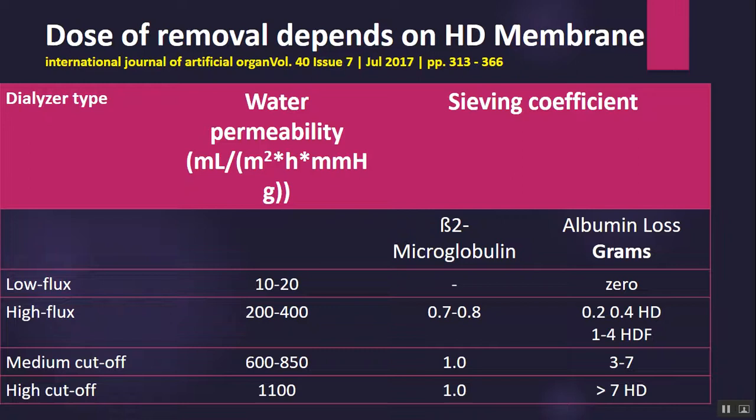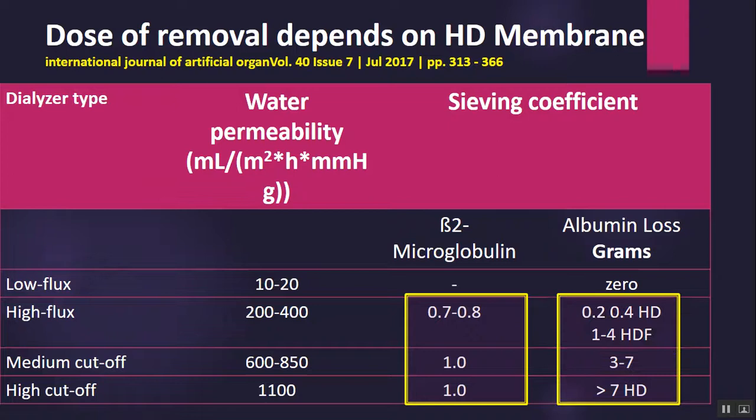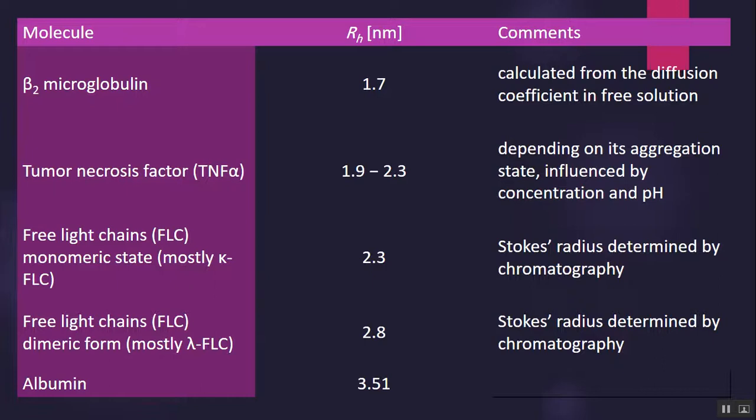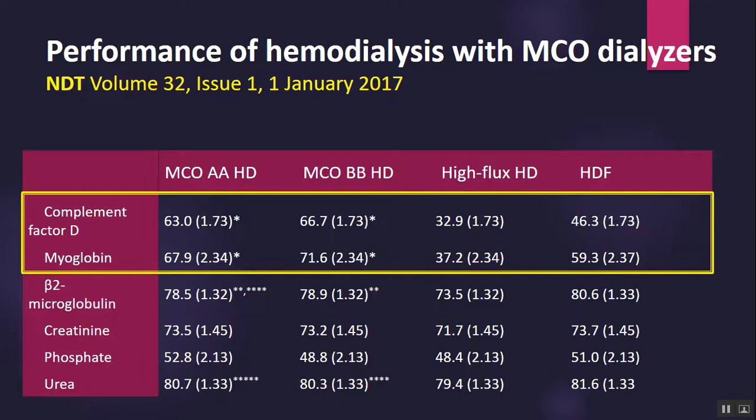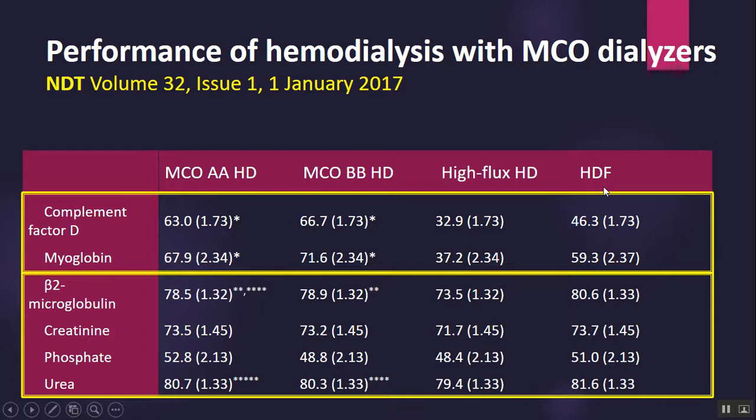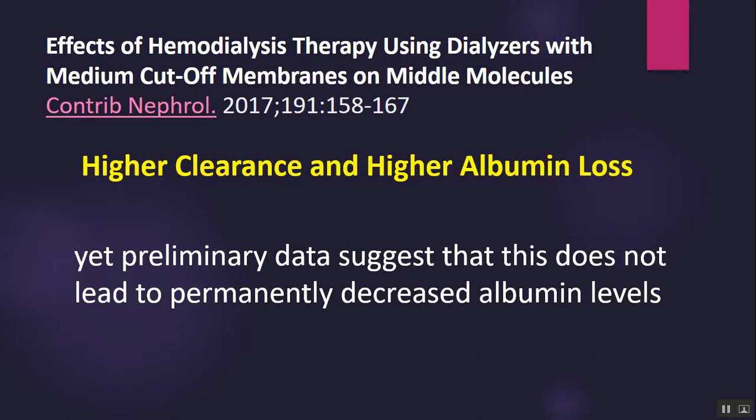The risk is more albumin loss: in medium cut-off from 3 to 7 grams, and in high cut-off above 7 grams per hemodialysis session. But we have much improvement in removing big molecules like free light chains, kappa and lambda. Complement, myoglobin, beta 2 microglobulin are all efficiently removed by HDX, medium cut-off, high flux, and hemodiafiltration, with superiority of HDF and HDX. Higher clearance and higher albumin loss. We have to remember that.